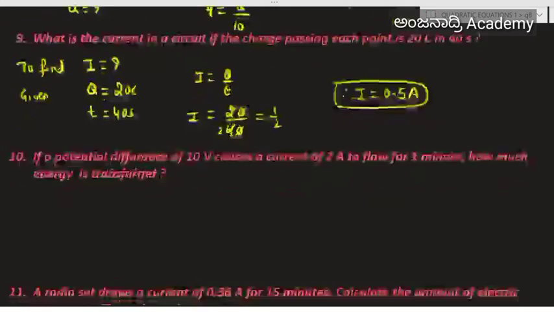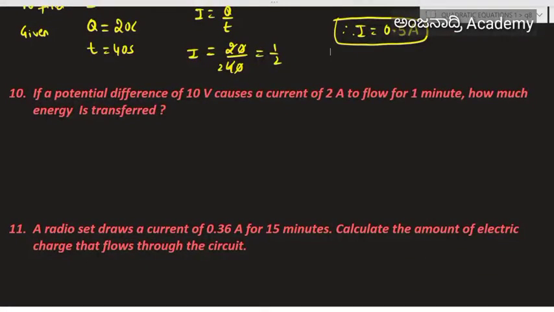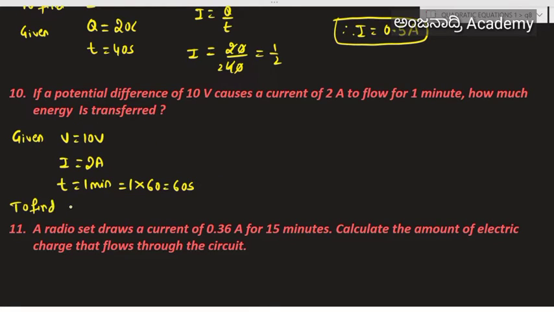Let us move to the next question. If a potential difference of 10 volt causes a current of 2 ampere to flow for 1 minute. We should convert minute into seconds. In 1 minute how many seconds are there? 60 seconds. How much energy is transferred? That is W is equal to question mark.